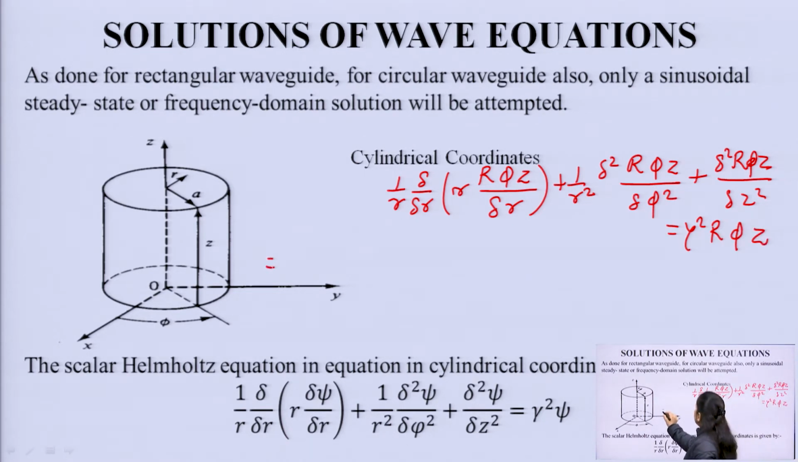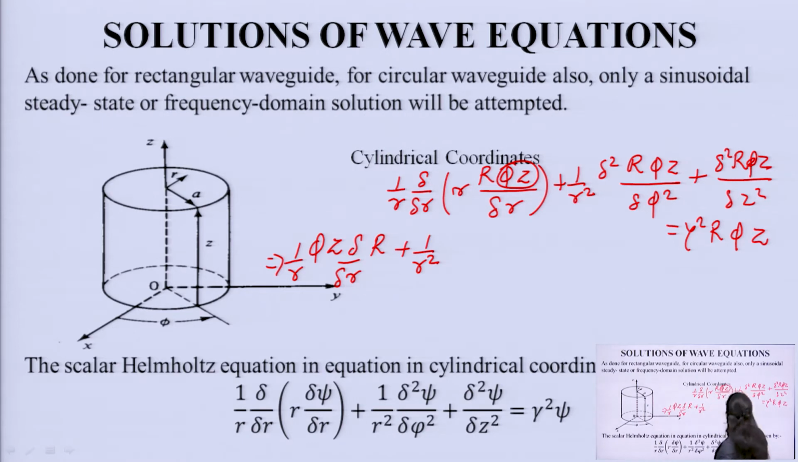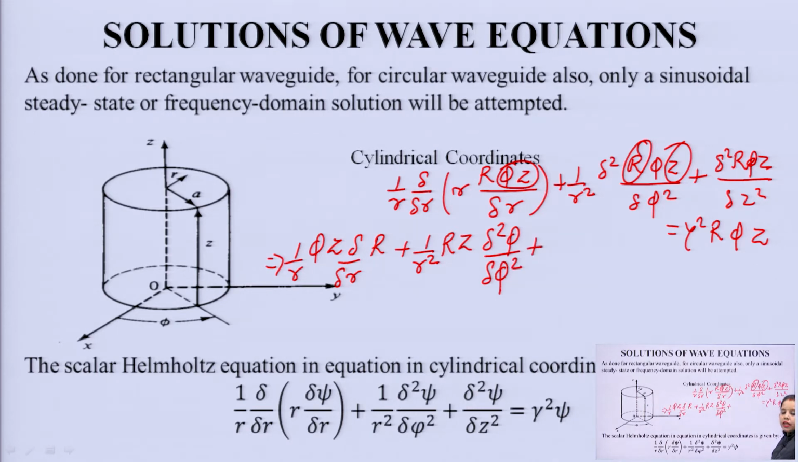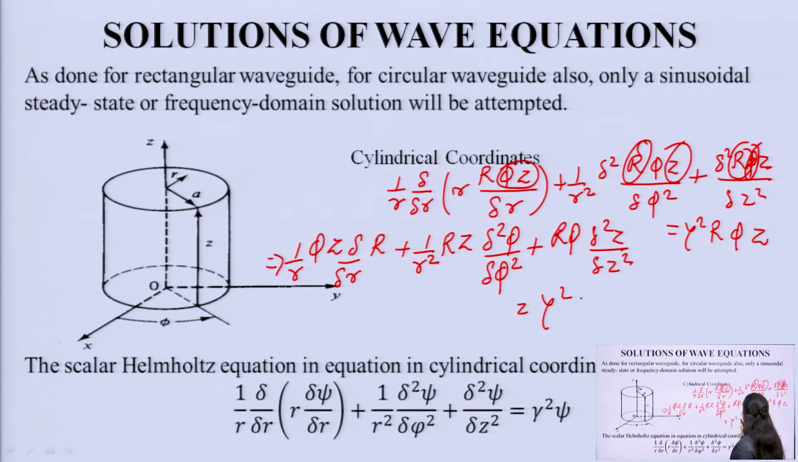When we solve it, this will be 1 by r. Since Phi and Z are not functions of r, they can be treated as constants here, so Phi and Z go outside del by del r. Similarly, for the second term R and Z are constants. When differentiating in terms of z, R and Phi are constants, so we take them outside, del square Z by del z square, plus gamma square R Phi Z. This is the first thing we are doing.